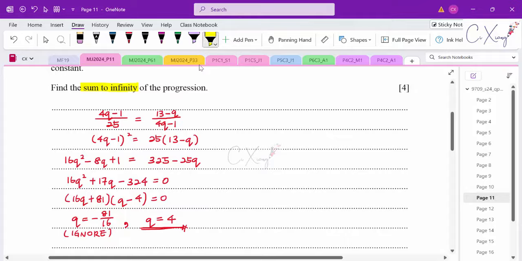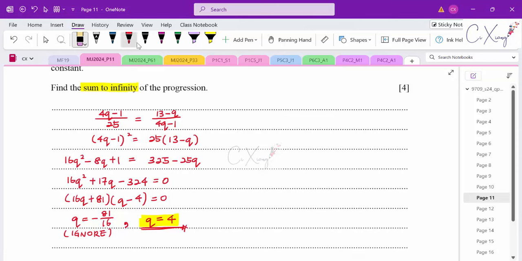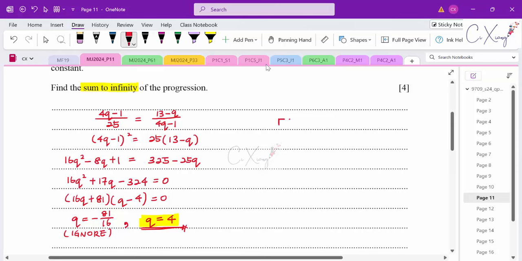Right? And this is not my final answer yet because the question is asking for the sum to infinity of the progression. Before I can find the sum to infinity, I need to find R first. What is the common ratio? So the common ratio is 4Q minus 1 divided by 25, which is 4 times 4 minus 1 divided by 25. And from here, you get your common ratio, 3 over 5.